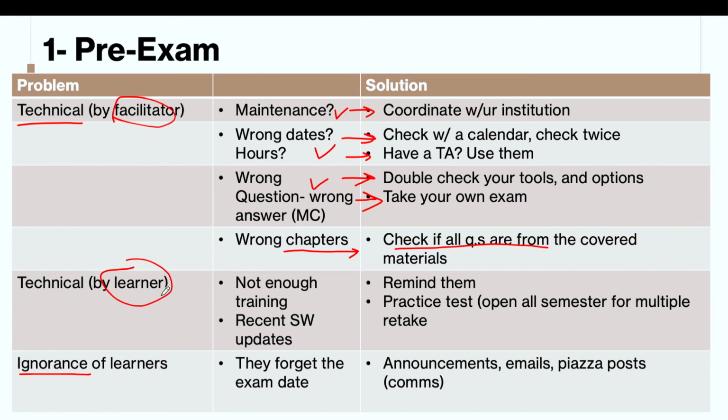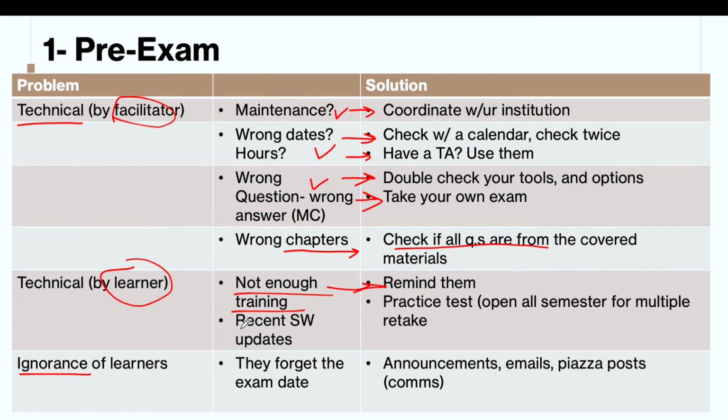Now some problems with the learner. The most important pre-exam problem from the learner side is not enough training. When they are using Proctoring U, RP Now, Respondus Lockdown Monitor, there are a lot of videos and trainings, but somehow they don't do it, and they are not ready for the exam. So one thing you can do as a facilitator is remind them. You can announce it, you can make Piazza posts, you can email them, you can tell them in person if you meet them. If you are teaching in class or over Zoom, you can remind them over and over again that they have to take the training test.